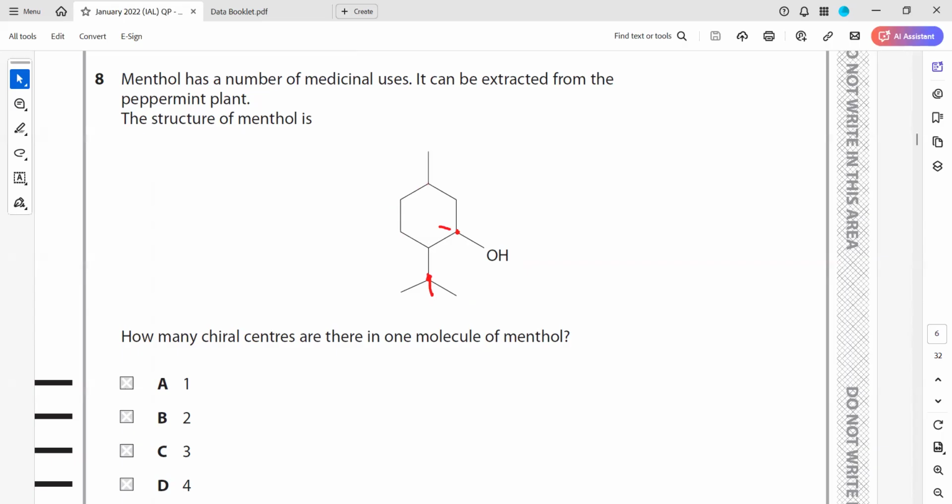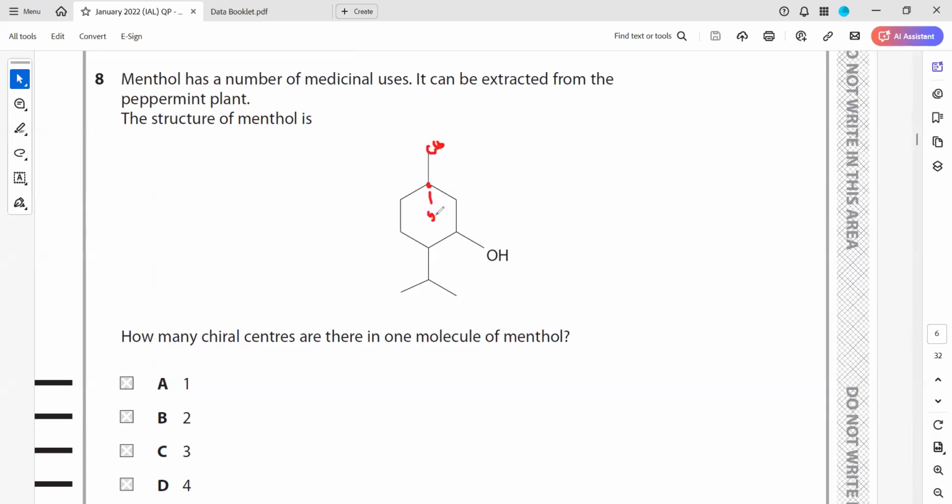Question 8. 3 chiral centers. Huh? Where's the third one? How did I miss the third one? This is one chiral center. One, two. This is not chiral. This will also be chiral. Why? Because CH3 is there. This group is attached. This group is attached. Like CH3, not attached. No, this is CH. This will have. This is CH3.